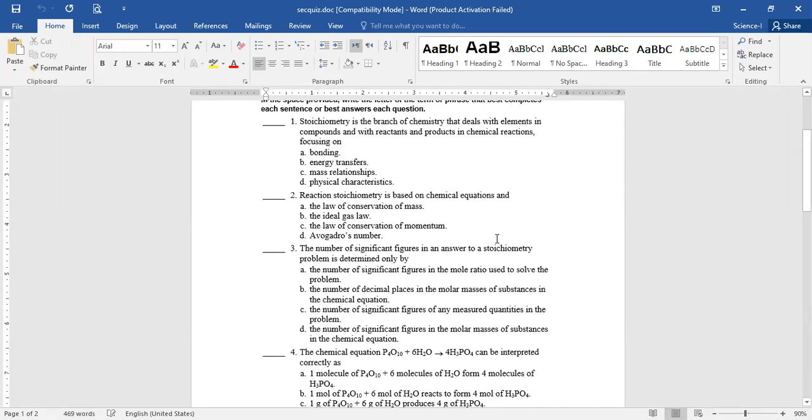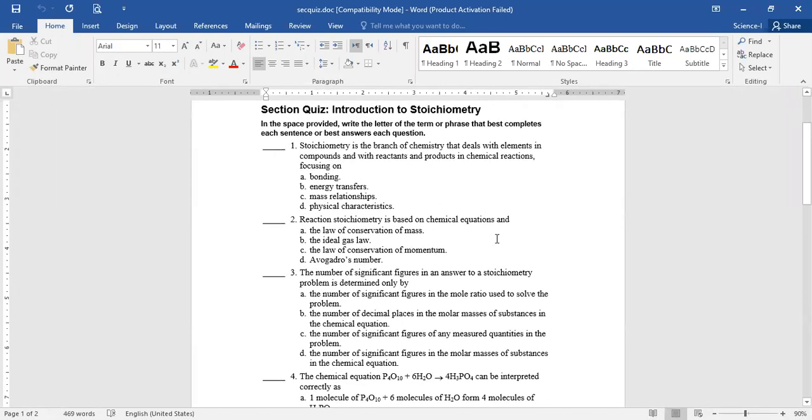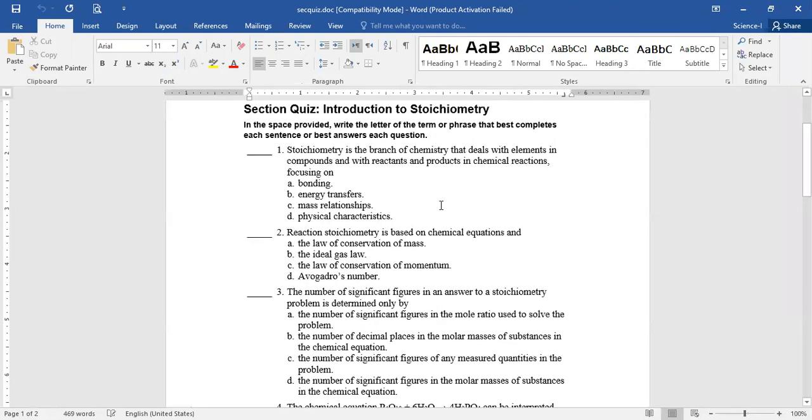Okay, let's try to answer the following question. If you know the answer, just raise your hand. Okay, so choose. It asks: stoichiometry is a branch of chemistry that deals with the elements in compounds and which reactants and products in a chemical reaction, focusing on.